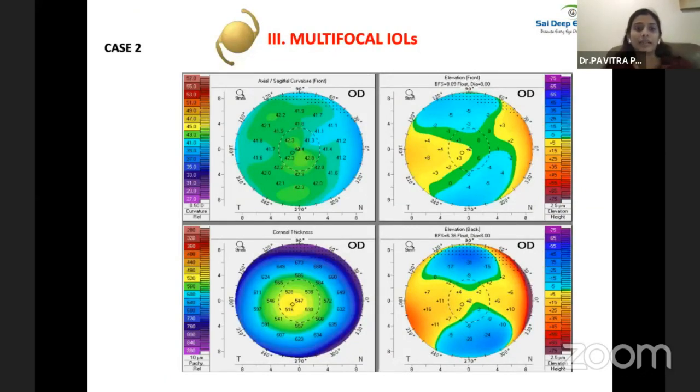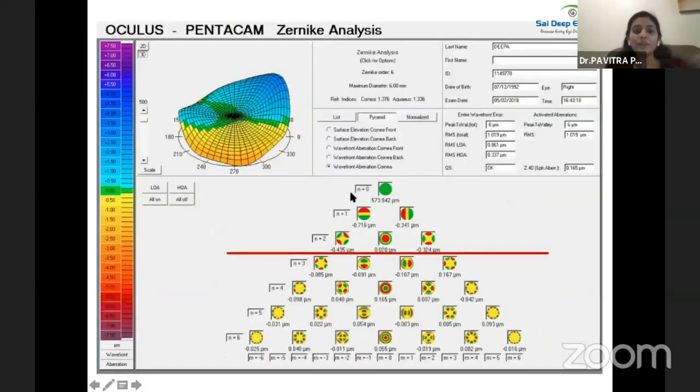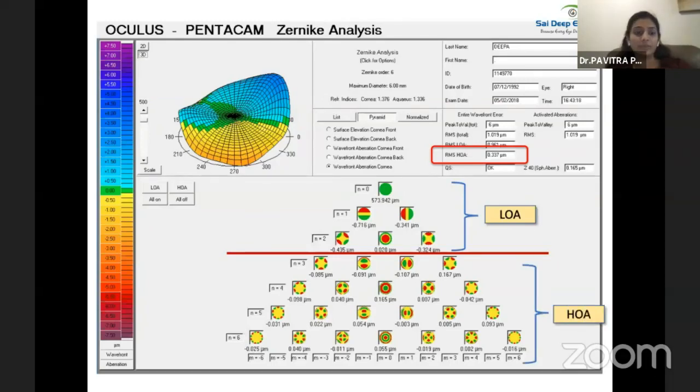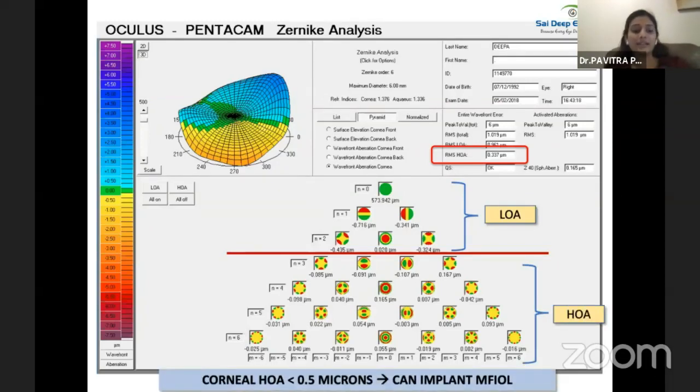So this is a case of a normal patient coming to us with an opinion for cataract surgery. The patient has a symmetric bow tie, as we can see here on the axial map. Now, on seeing the Zernike pyramid, the root mean square of higher order aberration is less than 0.5, which is within the normal limit. And that means that this patient can very well go ahead with a multifocal IOL, provided the retina is normal and other parameters which are required prerequisites for MFIOL are within normal limits.